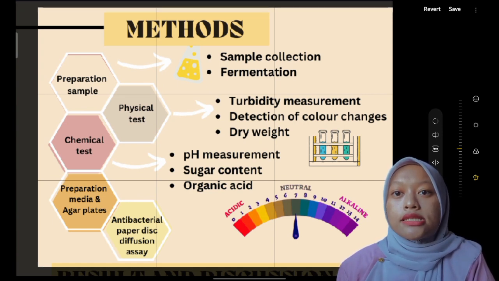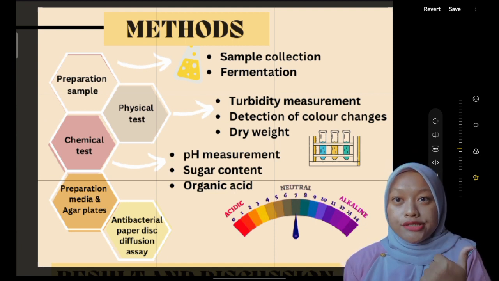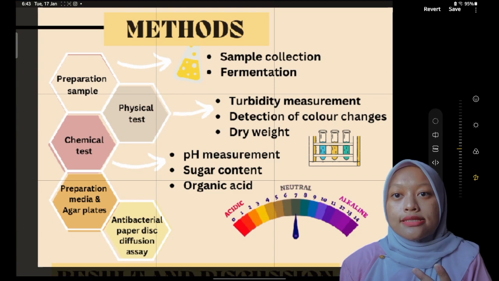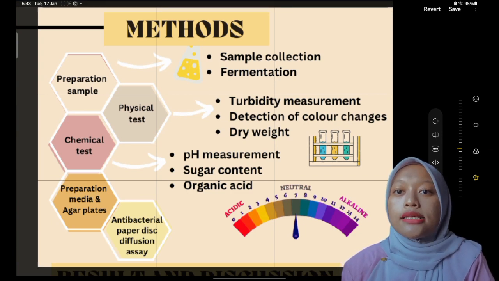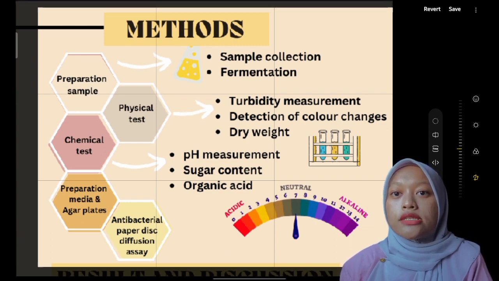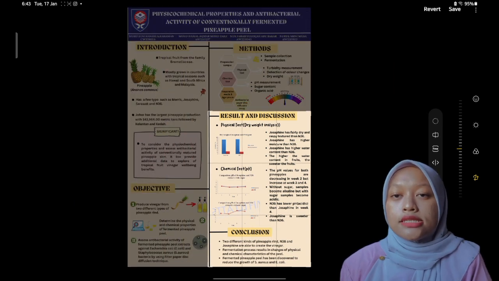Next, the third method is chemical test, where there are three things that become parameter, which are pH, sugar content, and organic acids. The fourth method is preparation of media and agar plates, and the last method was antibacterial paper disc diffusion assay. Let's move forward to the result and discussion part for this thesis.